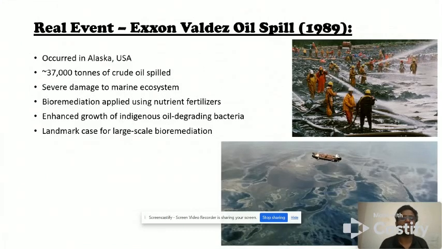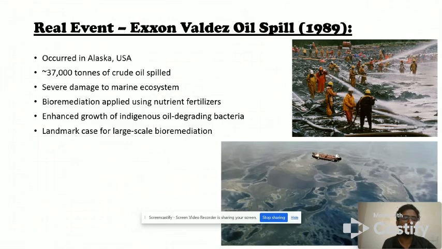So I have added one real incident: the Exxon Valdez oil spill. This accident occurred in Alaska, USA on March 24th, 1989, when the tanker hit Bligh Reef in Alaska's Prince William Sound, spilling 10.8 million gallons of crude oil, devastating wildlife and 1,300 miles of shoreline.